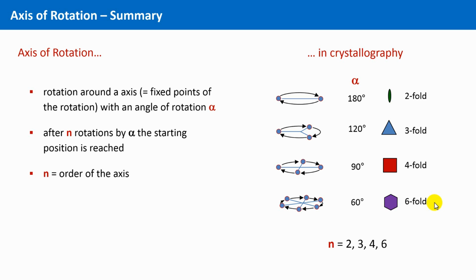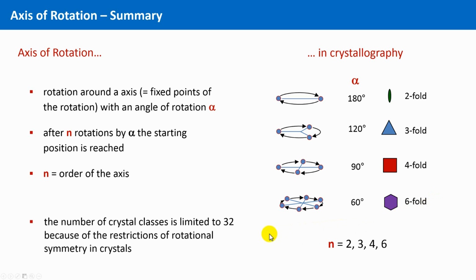This is, by the way, the reason why all crystals of the world belong to only 1 out of 32 crystal classes or crystallographic point groups. The number of crystal classes is limited to 32, and this is because of the restrictions of the rotational symmetry in crystals.